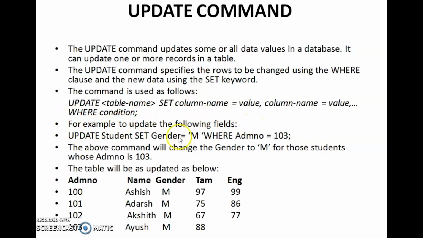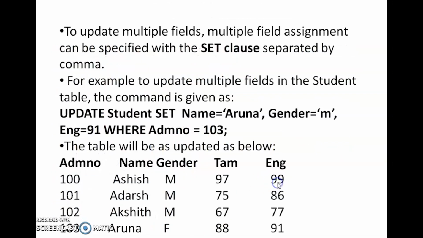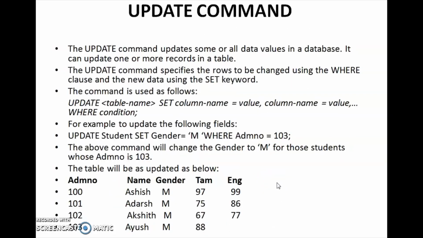So now see an example. Update student, my table name is student. Set gender is equal to M, where admission number is equal to 103. The above command will change the gender value to M for those students whose admission number is 103. So now I will have admission number 100, 101, 102, 103. So name is like this.